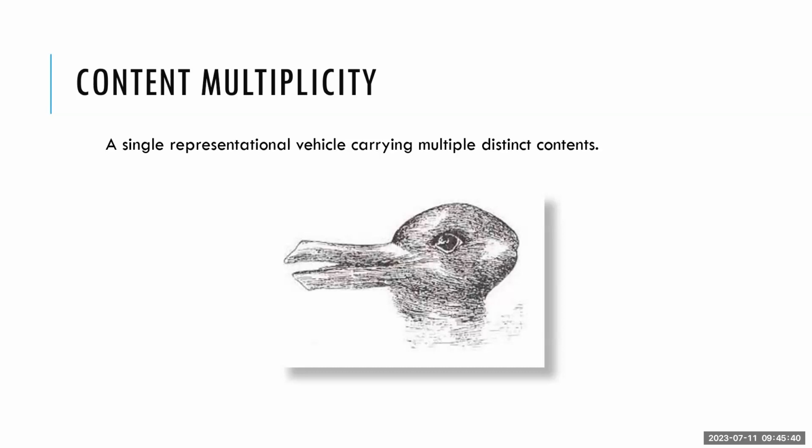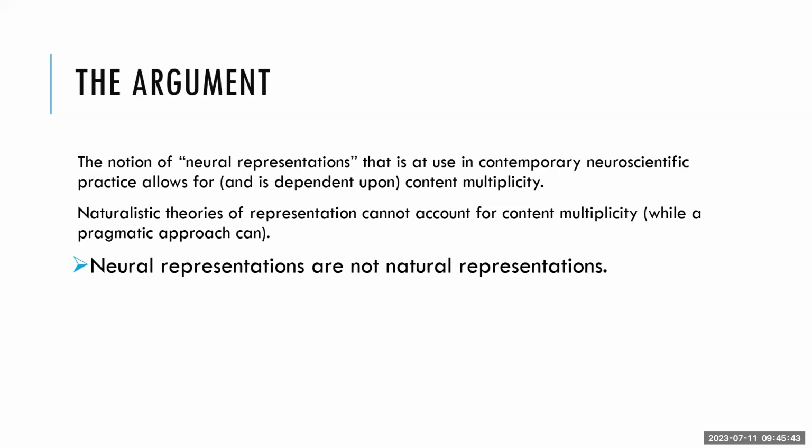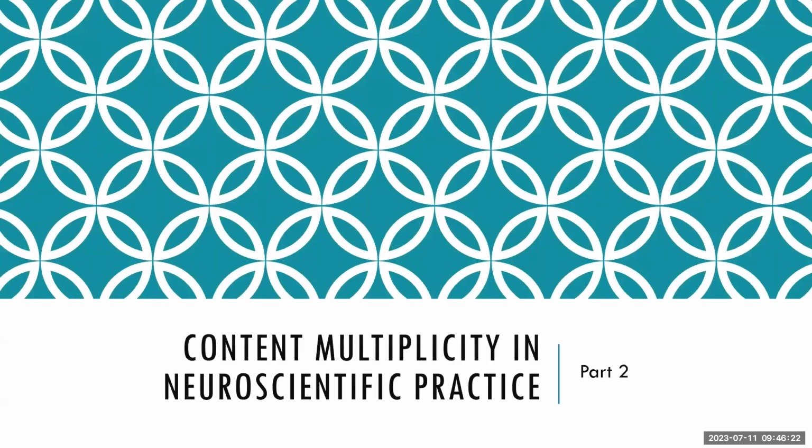And what we want to argue is essentially this. It has two parts. The first part is that the notion of neural representations that neuroscientists use allows for, and is somewhat dependent upon, enabling content multiplicity. Gal will present this now. And the second part is that naturalistic theories of representation cannot account for content multiplicity, which should mean that the notion of neural representations that neuroscientists use is not original representations. So that's the idea, and Gal will take over for this part.